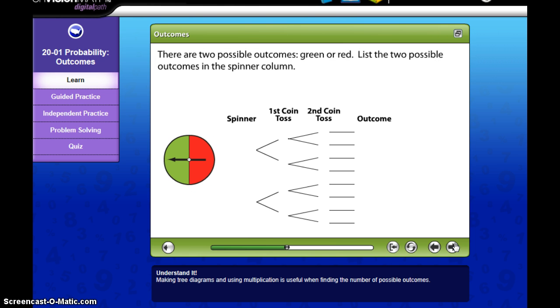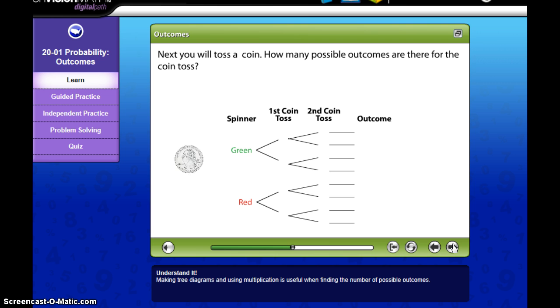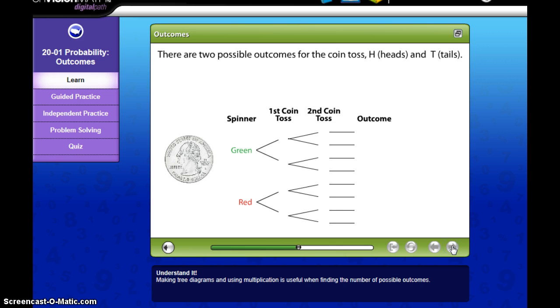Here we go. All right, only 2 choices, that's it. Next, we'll toss a coin. You told me that there are 2 outcomes for tossing a coin. We can get a heads or we can get a tails. So we list those in our next. Heads and tails for this color, heads and tails for this color.